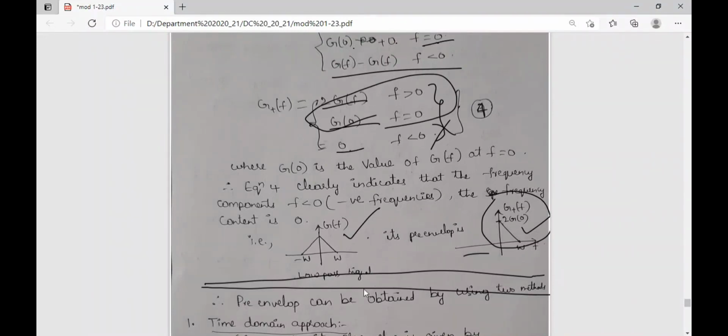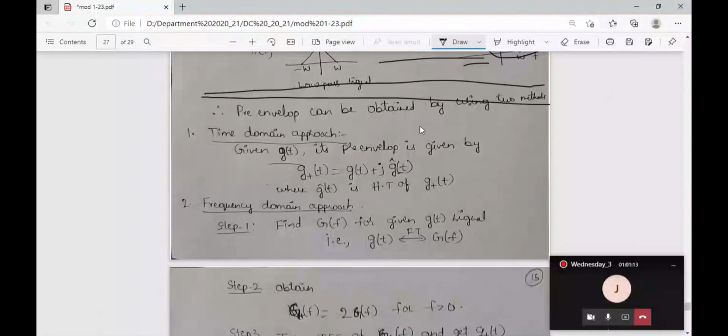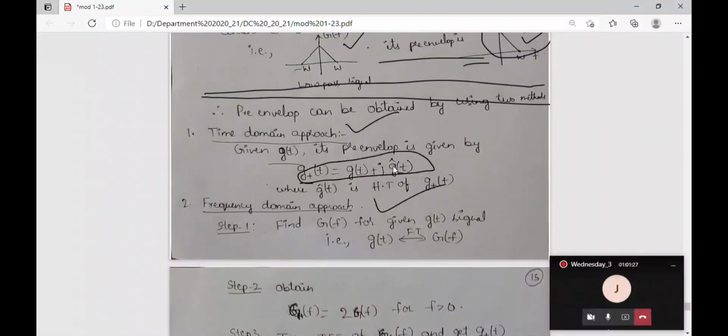So for positive frequencies, that is how to find the pre-envelope. See, in the exam they may give some signal and ask you to find the pre-envelope. This pre-envelope can be obtained in two methods. One is the time domain approach and the other is the frequency domain approach. In the time domain approach, directly by taking the signal we'll find the pre-envelope. You should always remember that g plus of t or x plus of t indicates a pre-envelope.